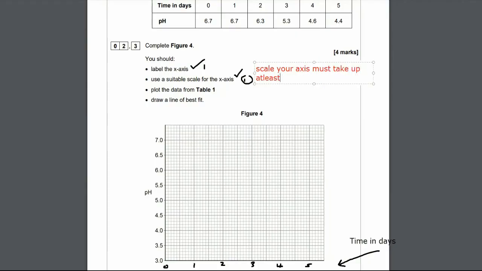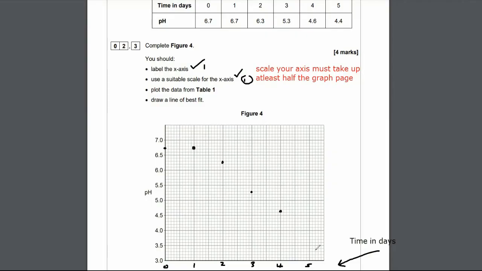So yeah. Now the third one is probably the hardest mark to gain, and that is to plot the data. You are allowed to mess up one of your results here and get it half a little square out. Okay, so that's fine. You don't have to have eagle eyes. You just got to get it pretty accurate. So at 0, we go up and we got 6.7. And then at 1, we got 6.7 again. At 2, we have 6.3. So I'm just matching this up to the left-hand side, the y-axis.